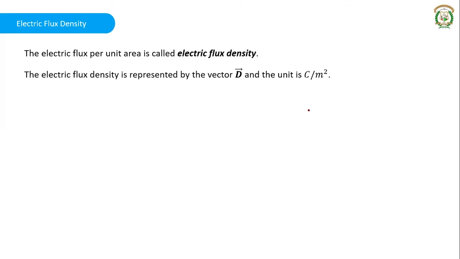The notation for electric flux density is D, capital D, because initially electric flux density was also called the displacement flux density. So that's why we use this term D, and the unit is coulombs per meter square, because the unit for flux is coulombs and area is meter square. So it is coulombs per meter square.